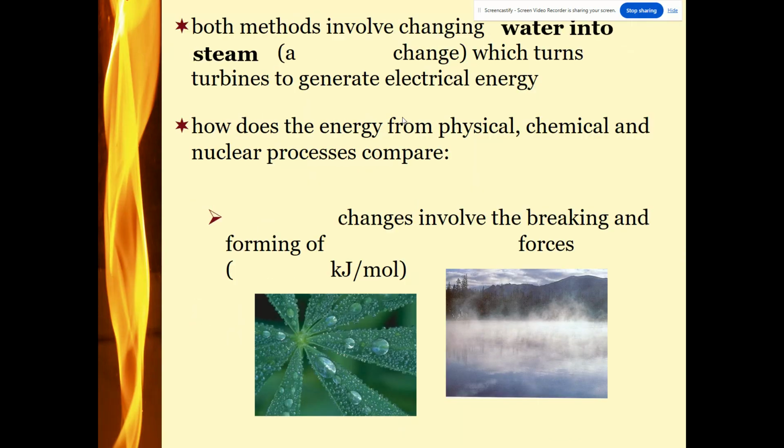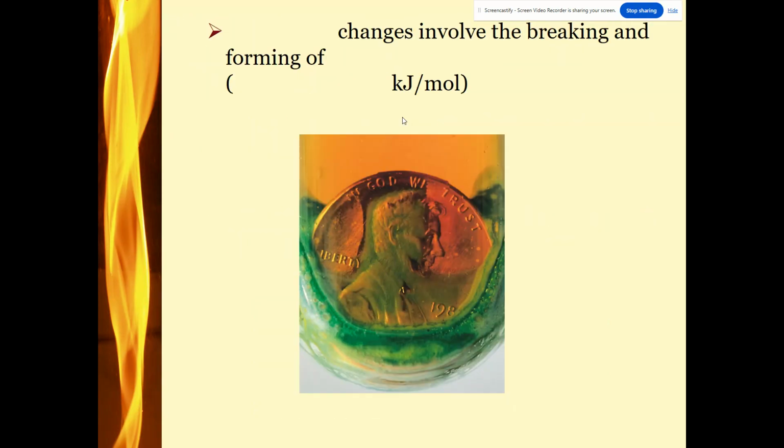Either way, both of these methods are going to use the heat generated from those processes to turn water into steam, which is a phase change. So it's important to know the relative values of energy changes for physical, chemical, and nuclear processes. Physical changes give off the least amount of energy, usually between 1 to 100 kilojoules per mole, because whenever you're going through a physical change of something like water, that's a molecular compound, remember you're only breaking the intermolecular forces of attraction between those molecules, and those require lower energy than a chemical or nuclear change.